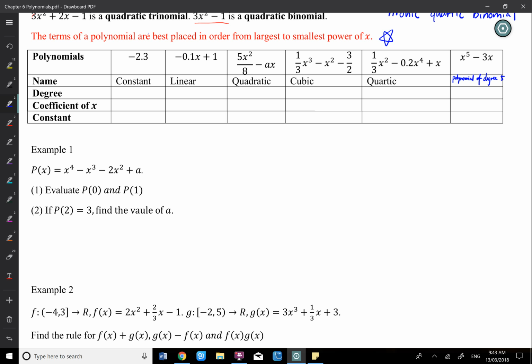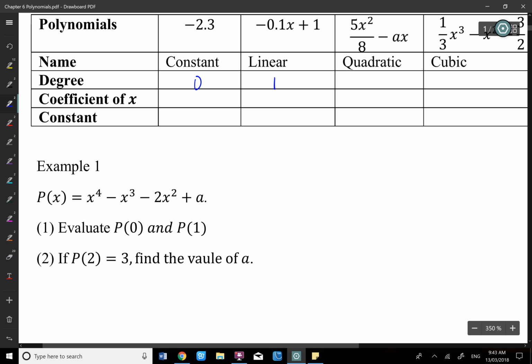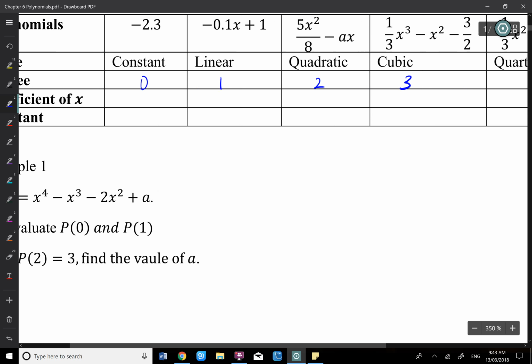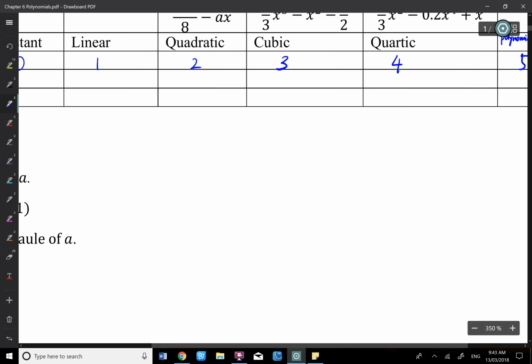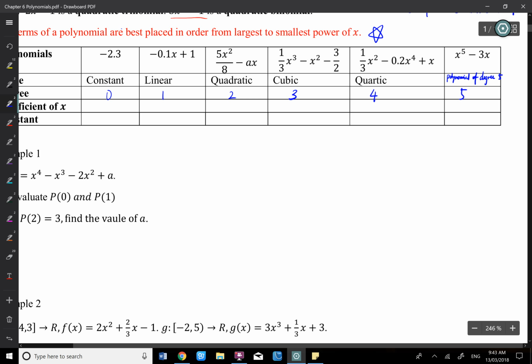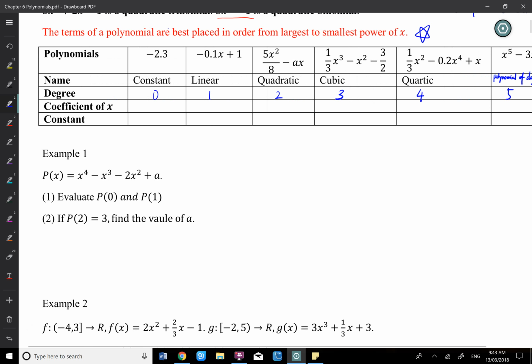What's the degree of the polynomial? The degree is the highest power. So degree of 0, degree of 1, degree of 2, degree of 3, degree of 4, and degree of 5. Constant is degree 0, linear degree 1, quadratic degree 2, cubic degree 3, quartic degree 4, and polynomial of degree 5.